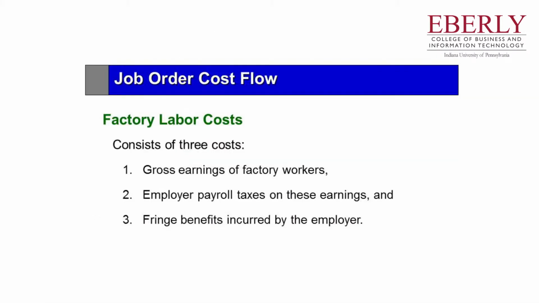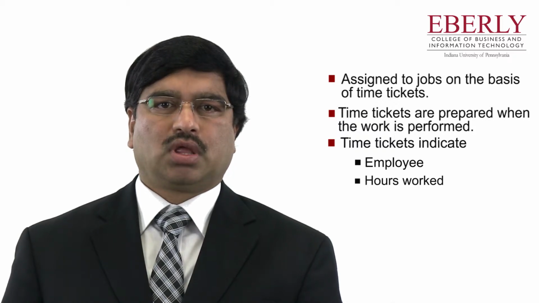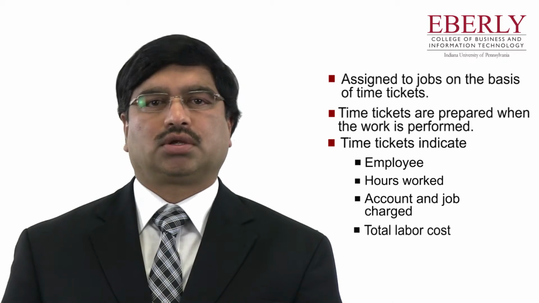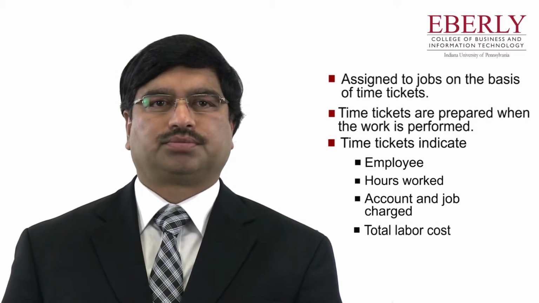Then comes the factory labor cost, which consists of 3 items: the gross earnings of the factory worker, employer payroll taxes, and the fringe benefits incurred by the employer. So all these 3 costs need to be accounted for. These costs are accounted for in a time ticket. Now, a time ticket would indicate who the employee is, the number of hours worked, to which account the job needs to be charged, and the total cost associated with that job.